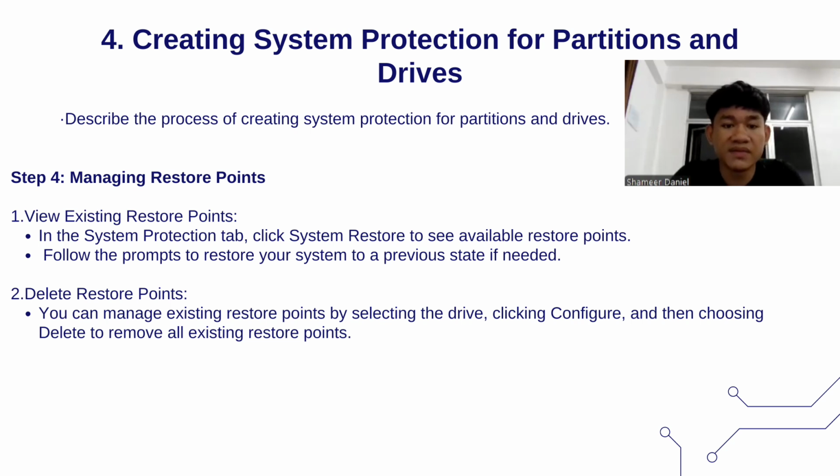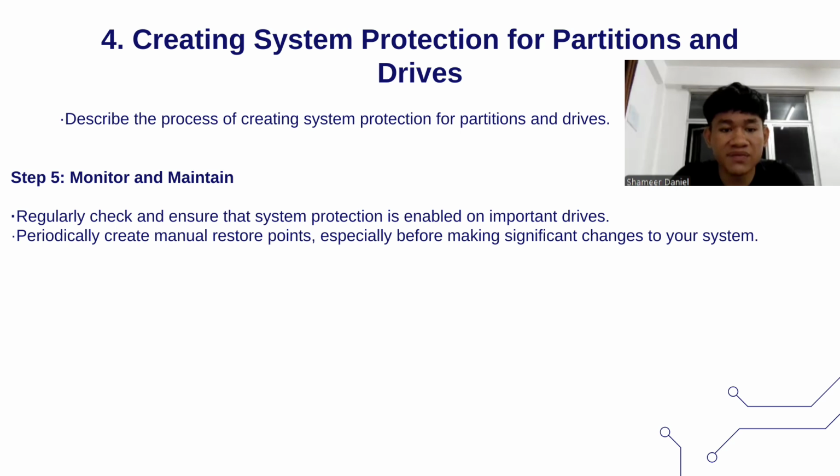Then, step 4, managing restore points. Number 1, view existing restore points. In the System Protection tab, click System Restore to see available restore points. Follow the prompts to restore your system to a previous state if needed. And then number 2, delete restore points. You can manage the existing restore points by selecting the drive, clicking Configure, and then choosing Delete to remove all existing restore points.